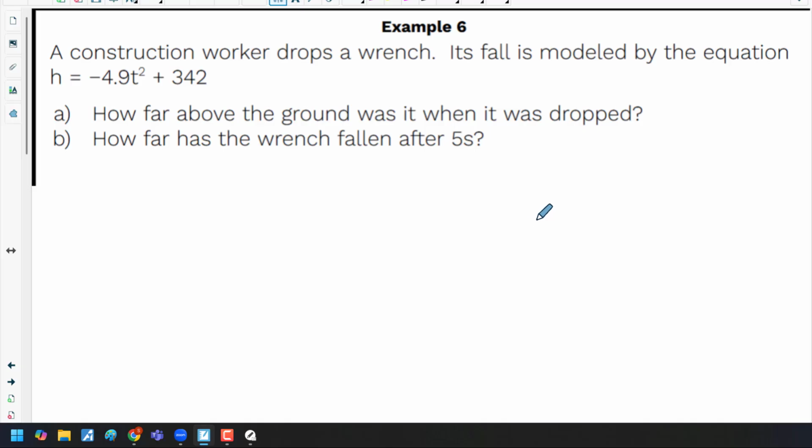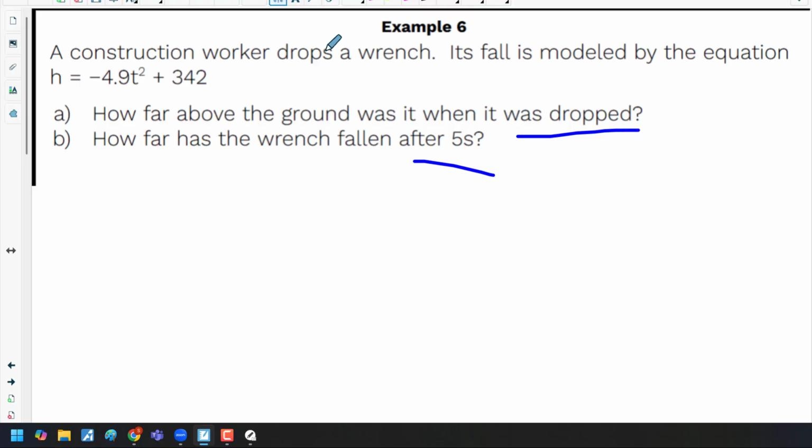A construction worker drops a wrench. Its fall is modeled by the equation given here. How far above the ground was it when it was dropped, and how far has the wrench fallen after 5 seconds? So, how far above the ground was it when it was dropped? So this is the initial height.